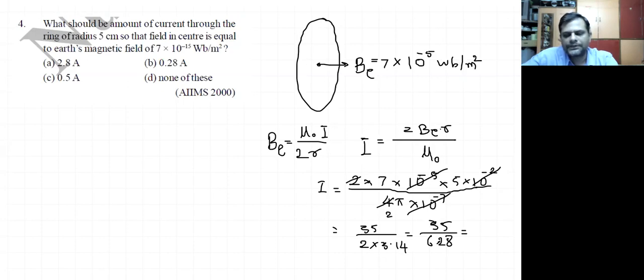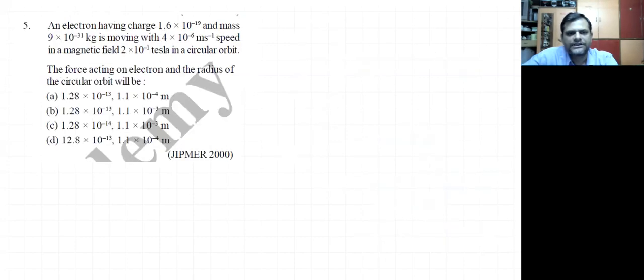Again, we can see 35 upon 6.28 comes out to be something 5 point something ampere, but there is no option like that, so we can select none of these as the correct option. Let us see the next one.